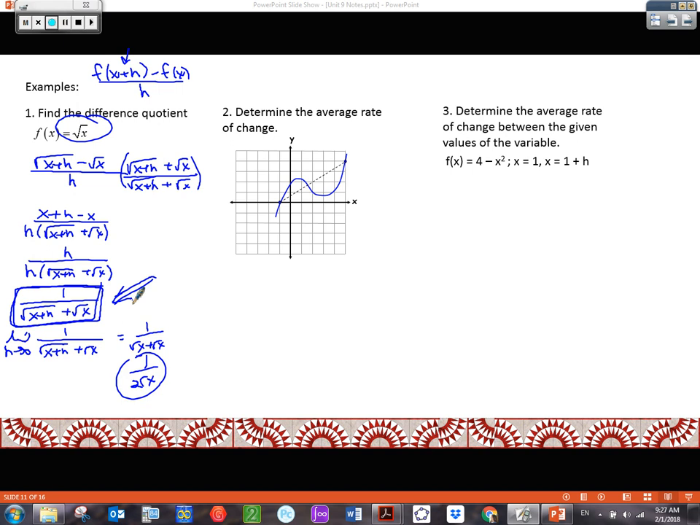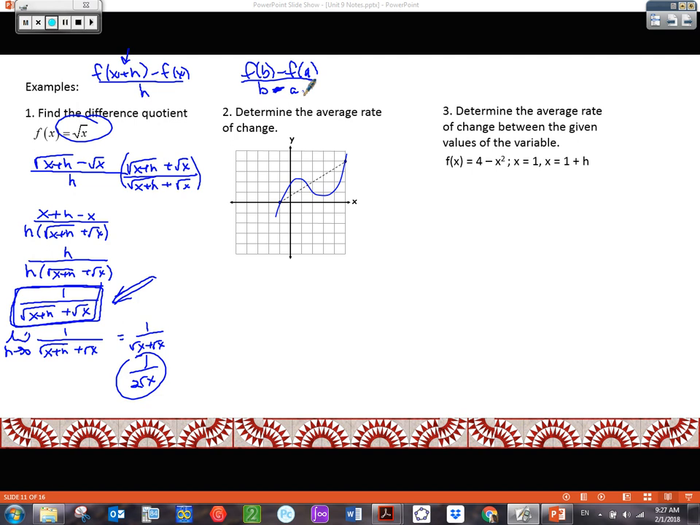On the second one, we're looking at average rate of change. We're going to find average rate of change, so we need to use that formula, which is f of b minus f of a over b minus a. Okay, that's the slope of the secant.